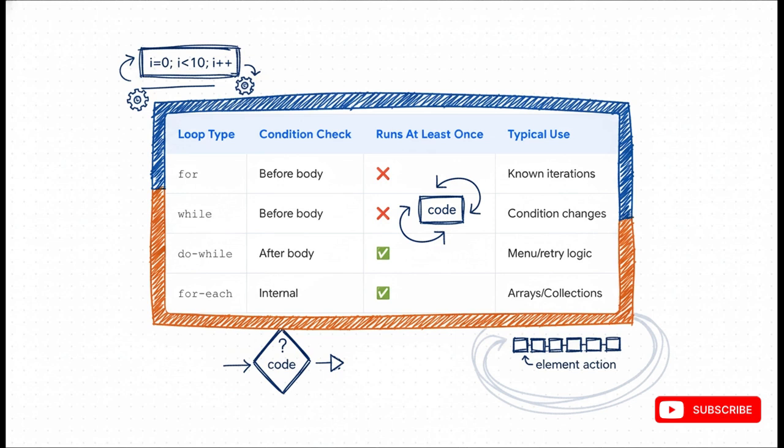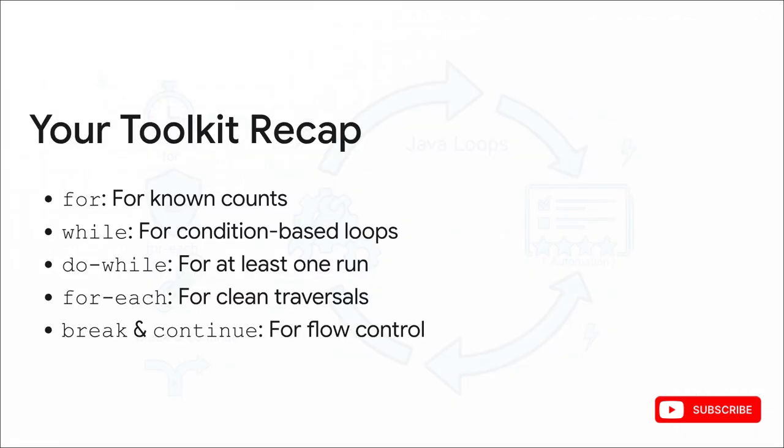Do you absolutely positively need the code to run at least once? Grab that do while loop. And if you're just strolling through an array or a list, the for each loop is your clean, elegant best friend. So let's do one final rapid-fire recap of our toolkit. For is for counting. While is your guardian, watching a condition. Do while gives you that one guaranteed run. For each is for gracefully walking through collections, and break and continue are your tools for precise control, the stop and skip buttons.